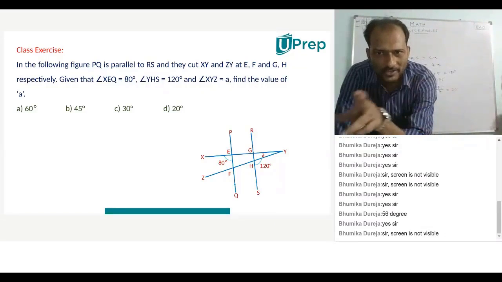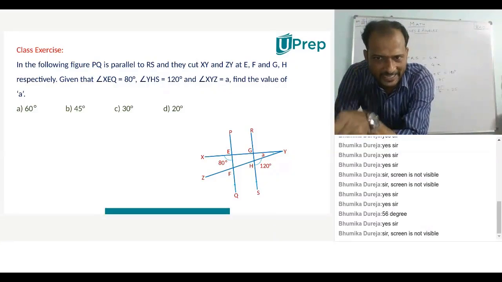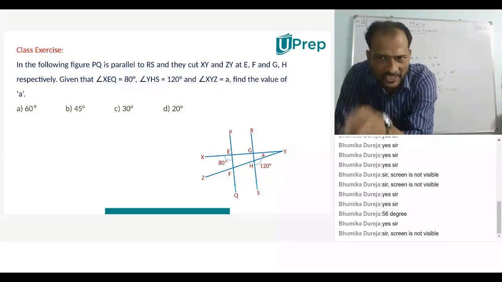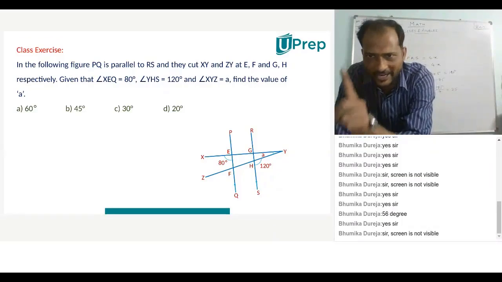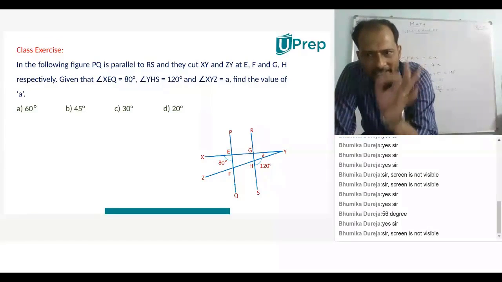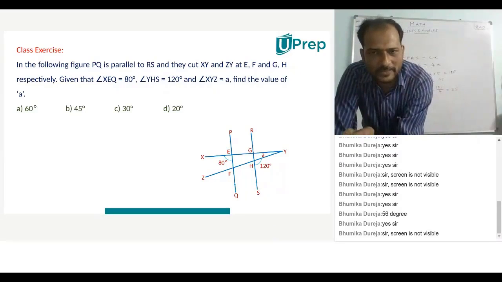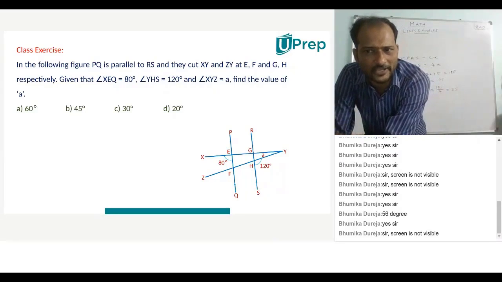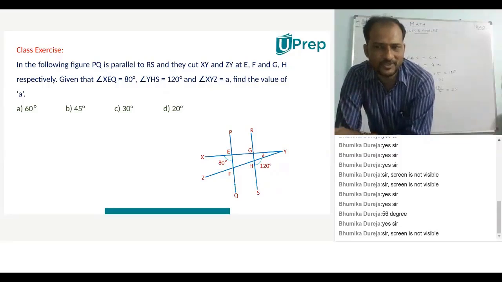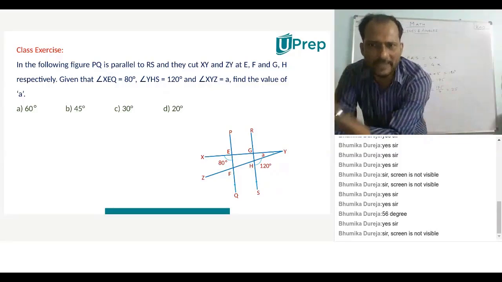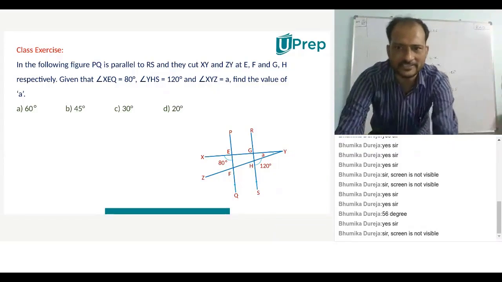Once you got corresponding angles equal, so EGH is 80, then YGH by using linear pair, you will get 100. Now A plus 100 is equal to 120 because of the exterior angle property of triangle YGH. So what is A? 120 minus 100, which is nothing but 20 degrees.